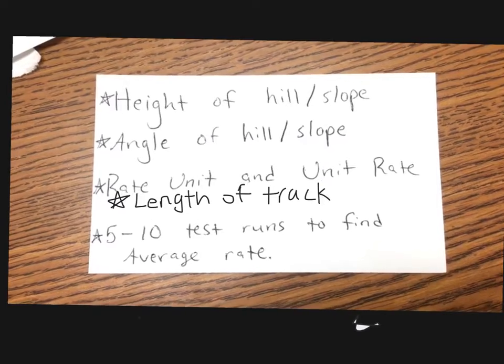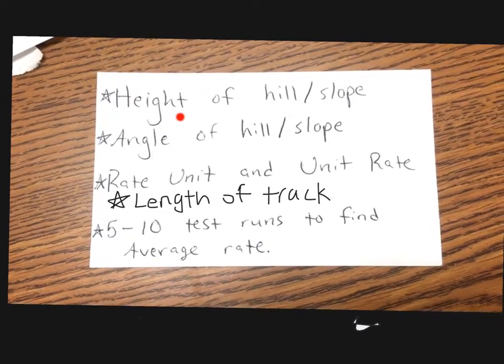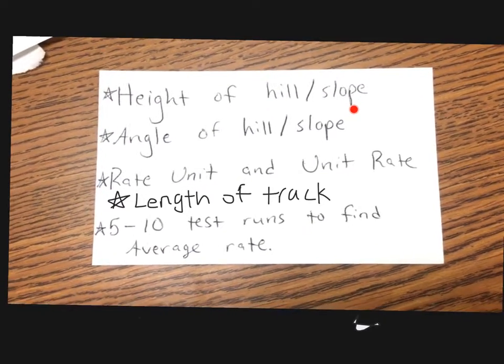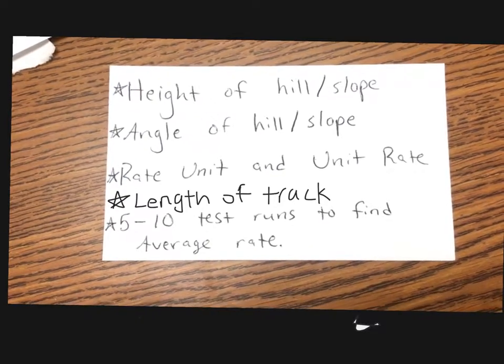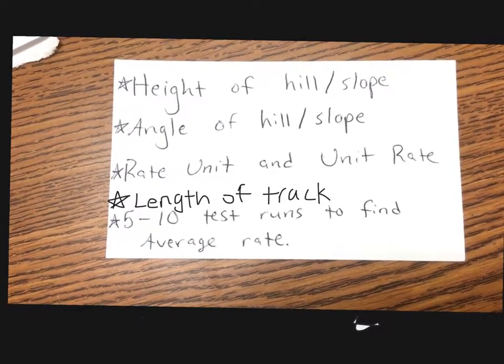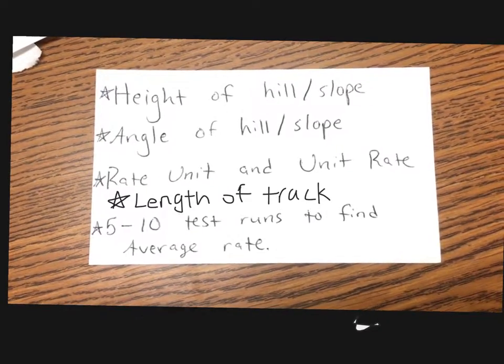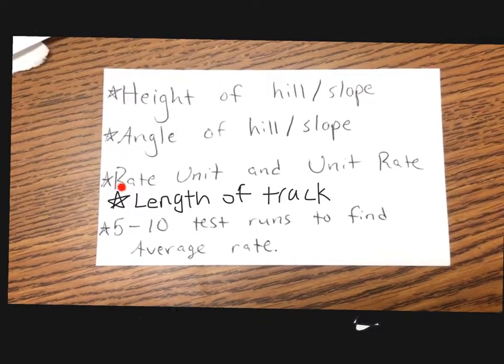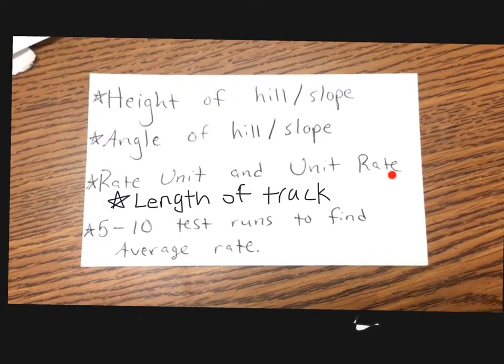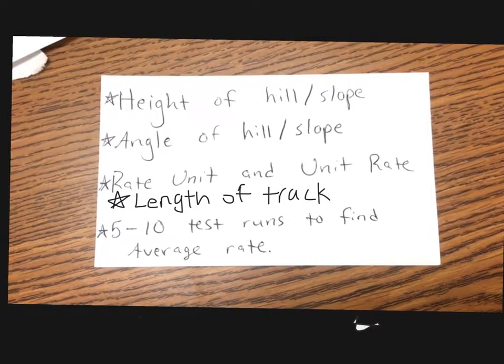So our goal is to measure the height of the hill or slope. That would be the trash can in my example. Might be books for you, a desk, a chair, probably lower. That was a pretty steep slope. Then the angle of the hill or the slope, that's using the protractor. Then the rate unit and the unit rate of how the marble is traveling.